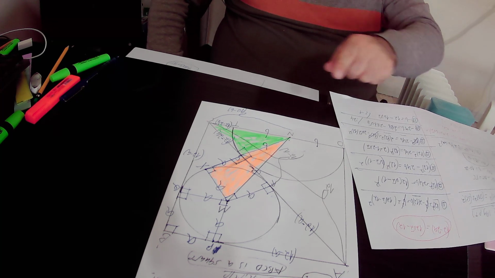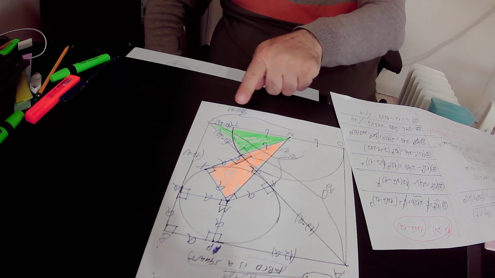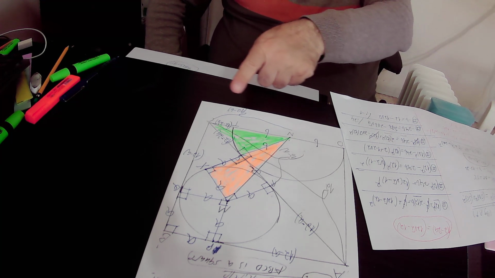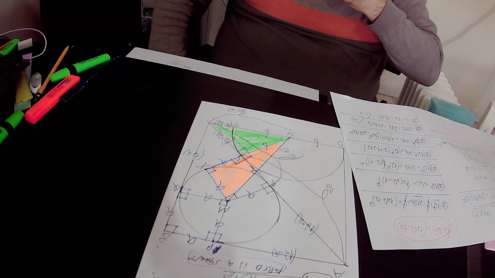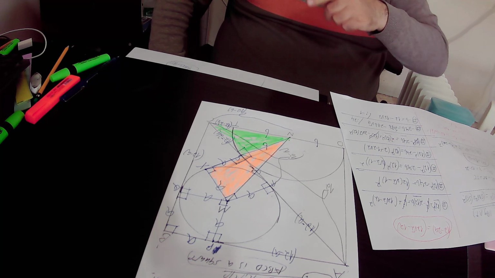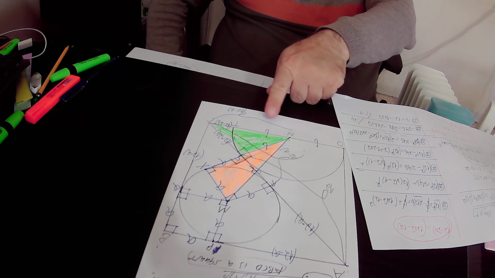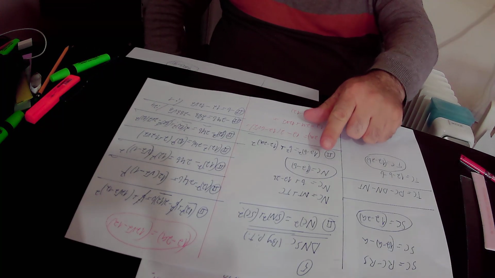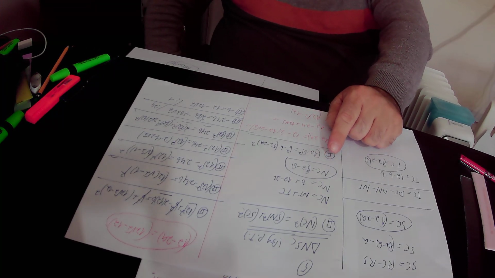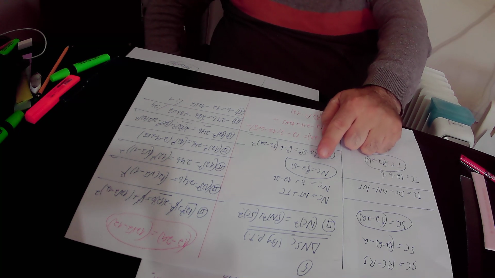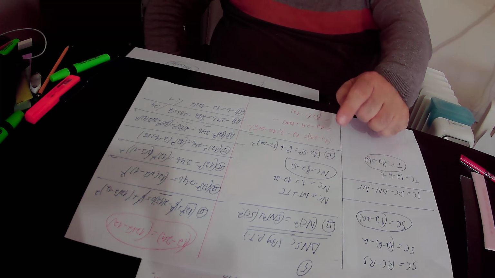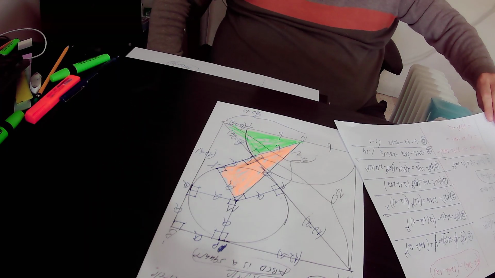What is the value of NC? NC equals NT plus TC. So NC, the hypotenuse, equals NT, that is B, plus TC, that is 12 minus 2B. NC equals B plus 12 minus 2B, which is 12 plus B minus 2B, that is minus B. So in conclusion, the hypotenuse NC equals 12 minus B.